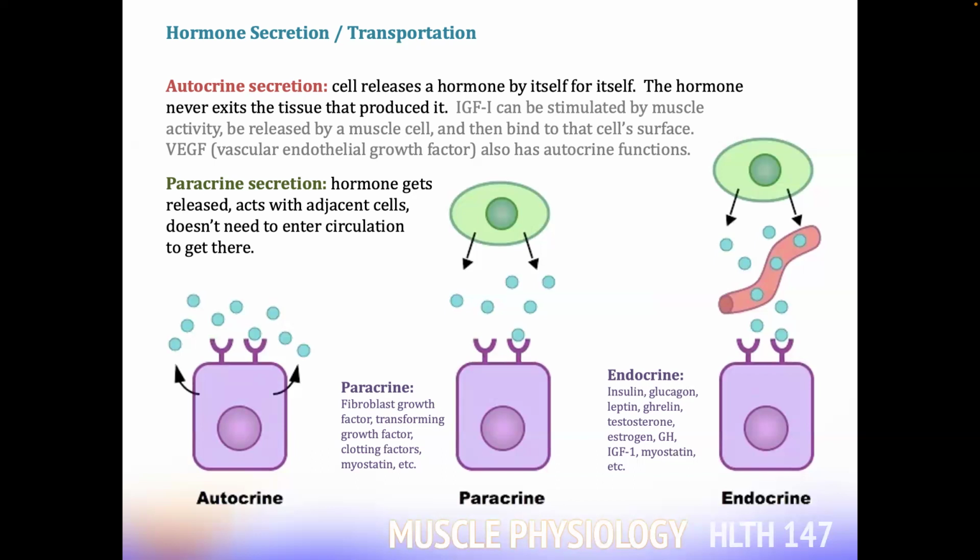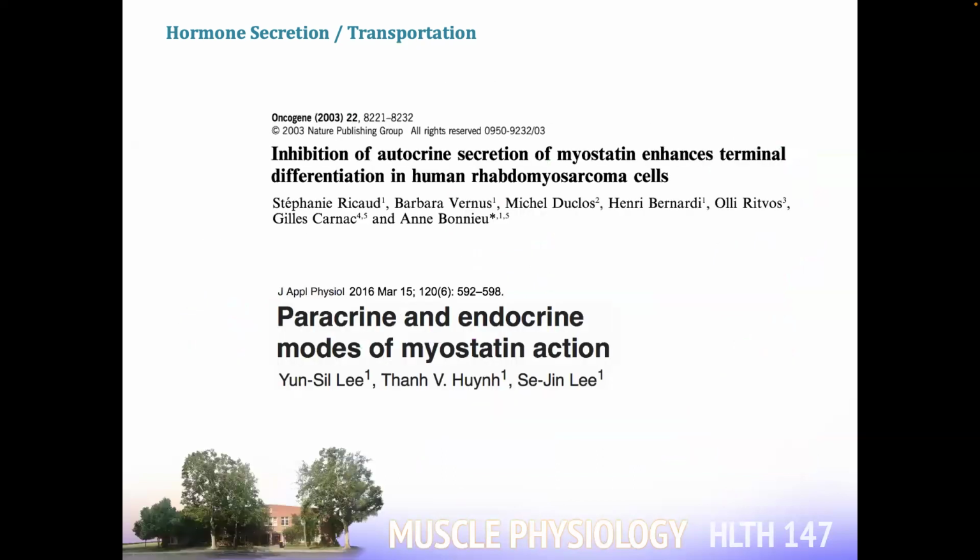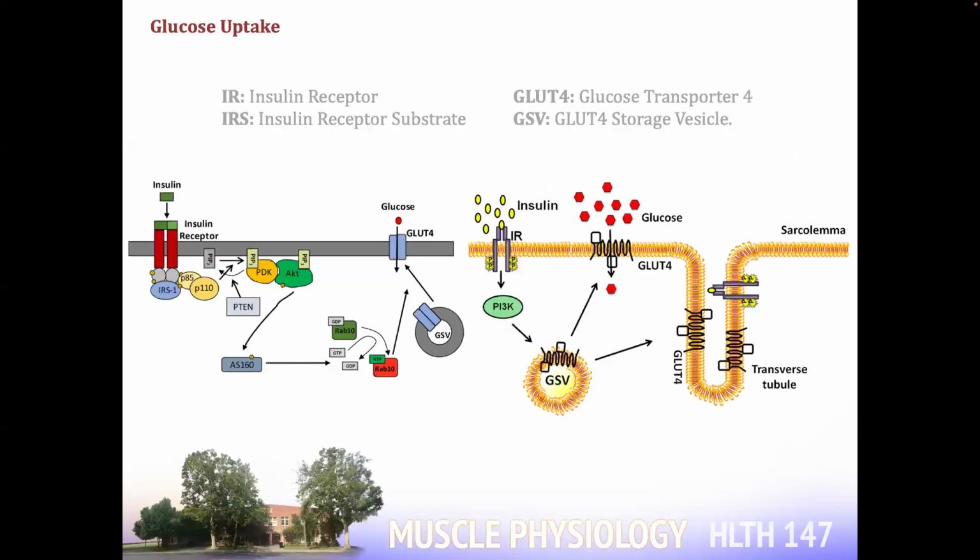ghrelin, testosterone, estrogen. Most insulin-like growth factor is released as an endocrine hormone from the liver, but again, it can also be autocrine. Then myostatin. This is a myokine, a cytokine released from muscle, a small signaling protein released from muscle. We'll talk about it soon. It's classically regarded as having autocrine actions, but it has paracrine and endocrine actions too.